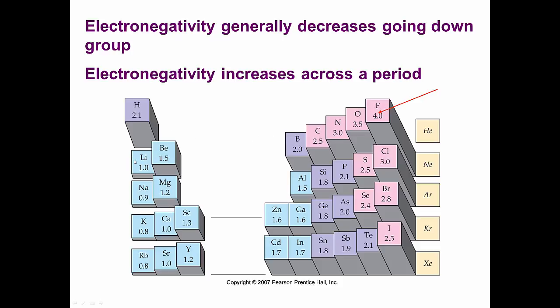So, for example, here we have boron, carbon, nitrogen, oxygen, fluorine. Notice the increase going across the period in the electronegativity. Fluorine is the most electronegative element on the periodic table. All of the other electronegativities are measured relative to fluorine.